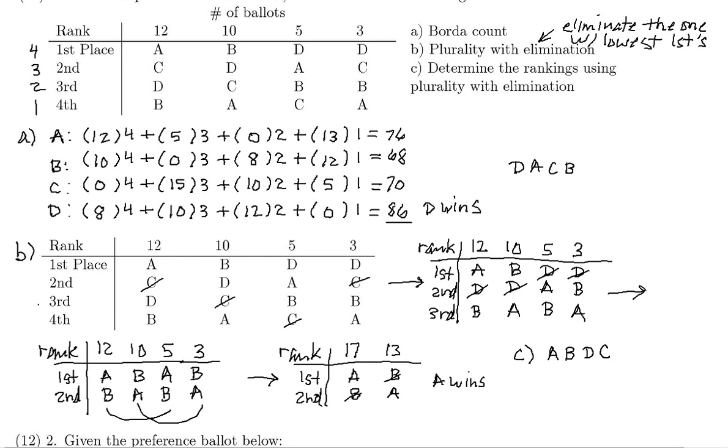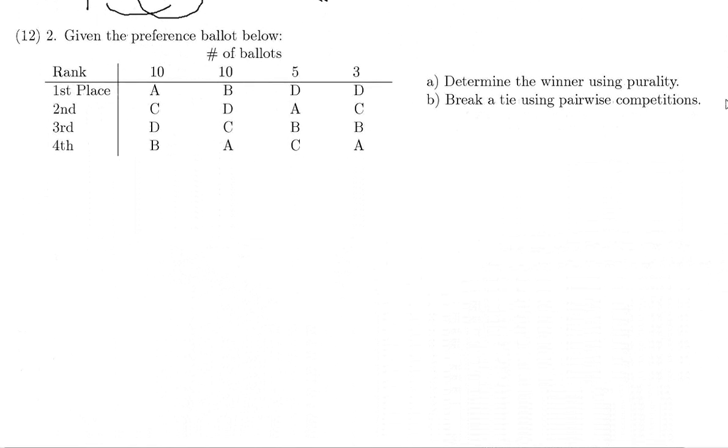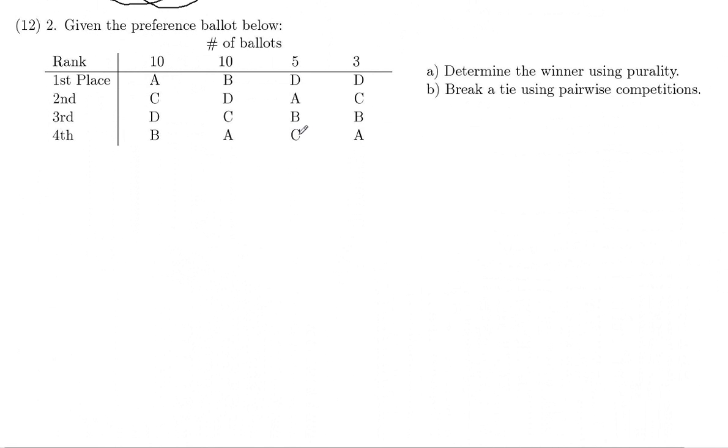All right, so I got two voting methods out of the way. Okay, and now we are looking at almost the same ballot, except I changed the number of ballots up here, so we've got a tie between A and B. So I say determine the winner using plurality, and remember plurality is the greatest number of firsts. So in part A here, you've got a tie between A and B. They tie with 10 each.